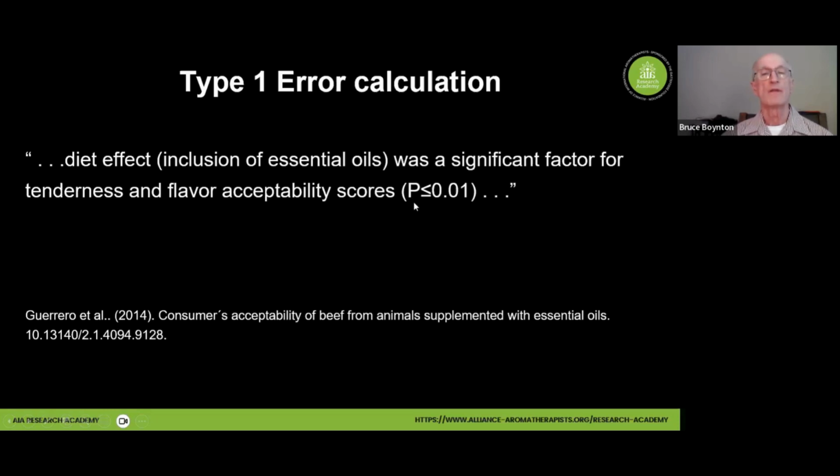So this means that there was less than or equal to 1 in 100 chances of making a type 1 error. That is saying that there was a significant factor. So a type 1 error would be there is a significant factor when in fact there's not. So they concluded that feeding essential oils to cattle or dumping them on the beef or whatever they did was a significant factor for tenderness and flavor acceptability.